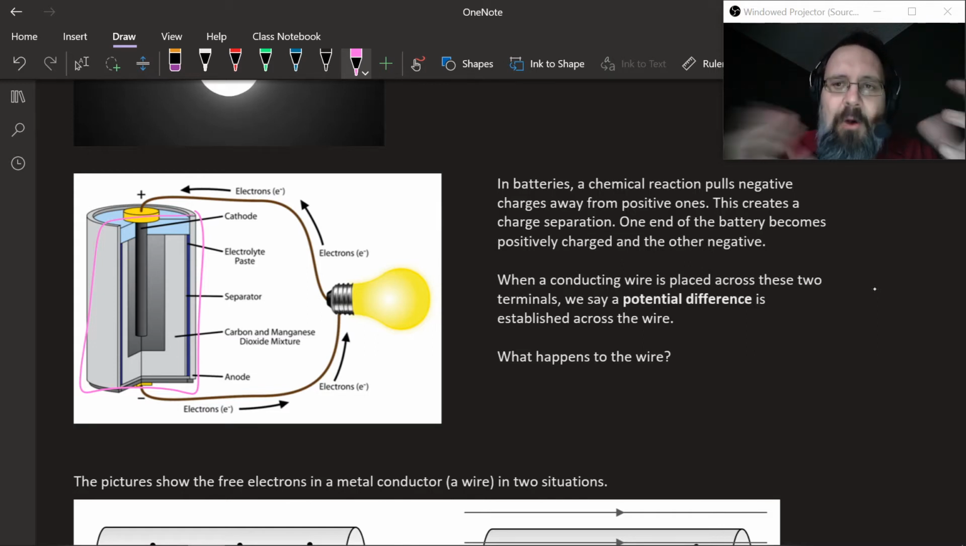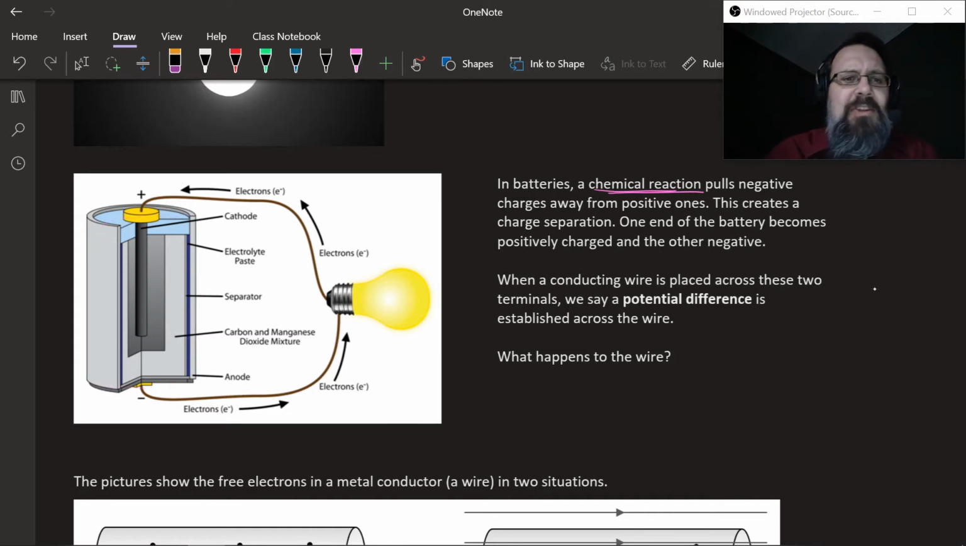So there's a chemical reaction that's taking place. What it's going to do is pull negative charges to one side of the battery. So these negative charges get pulled down here. And as those negative charges get pulled to one side of the battery, what's going to be left over on the other side of the battery?